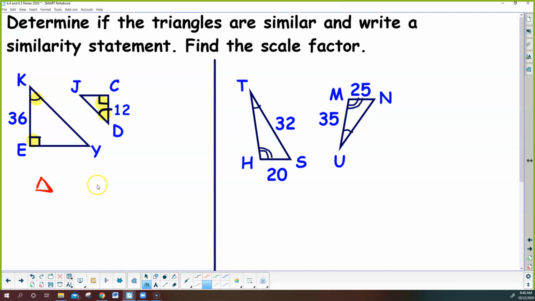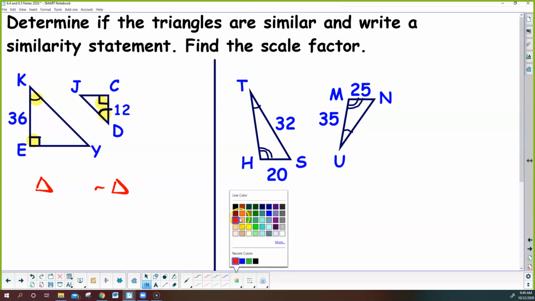So then you're going to write your similarity statement. Well, which triangles are similar? Now here's the tricky part. We don't have congruent markings. I can't use congruent markings, so I have to read the angles.